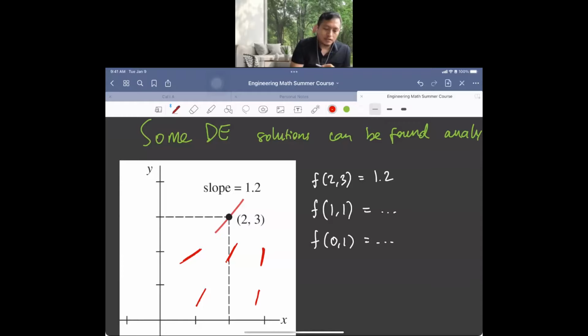If we draw all the slopes, we can make some guesses or predictions that probably our solution is the one that follows all the slopes. Maybe more than one solution. One solution that we'll probably have goes here, and maybe going here. Or maybe another solution goes here, here, and there. What we can do is use the slope field to help graph the solution.